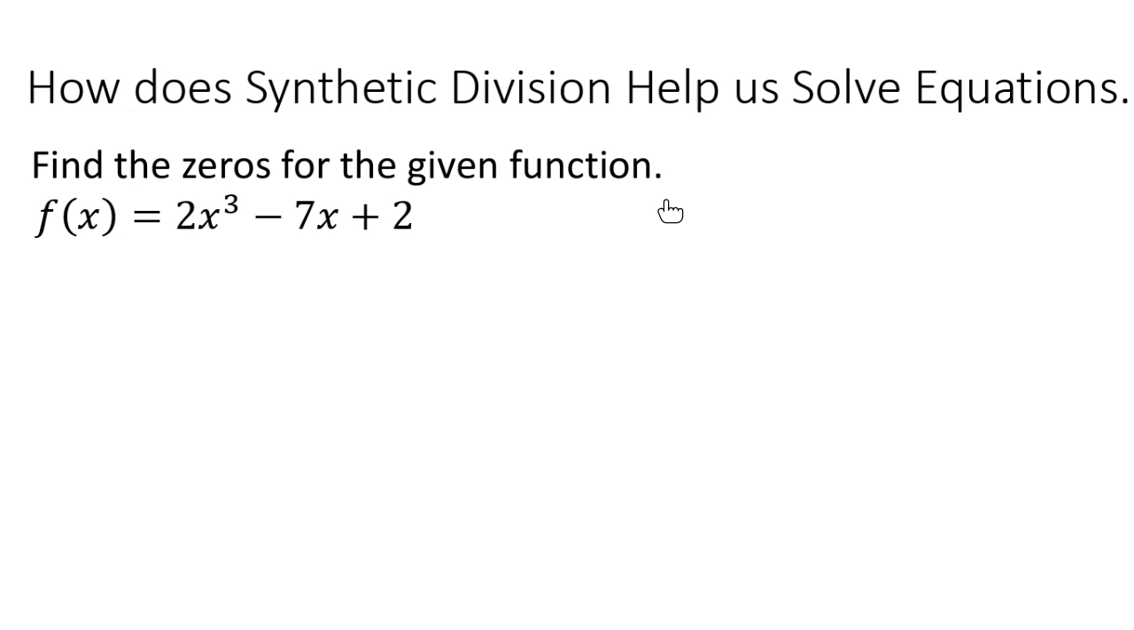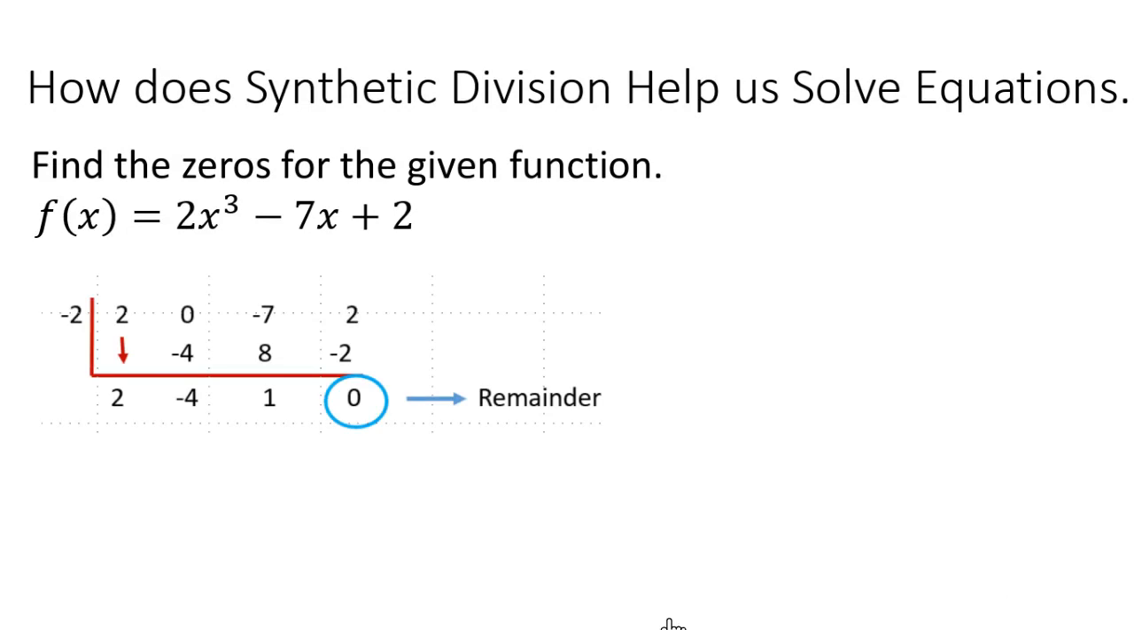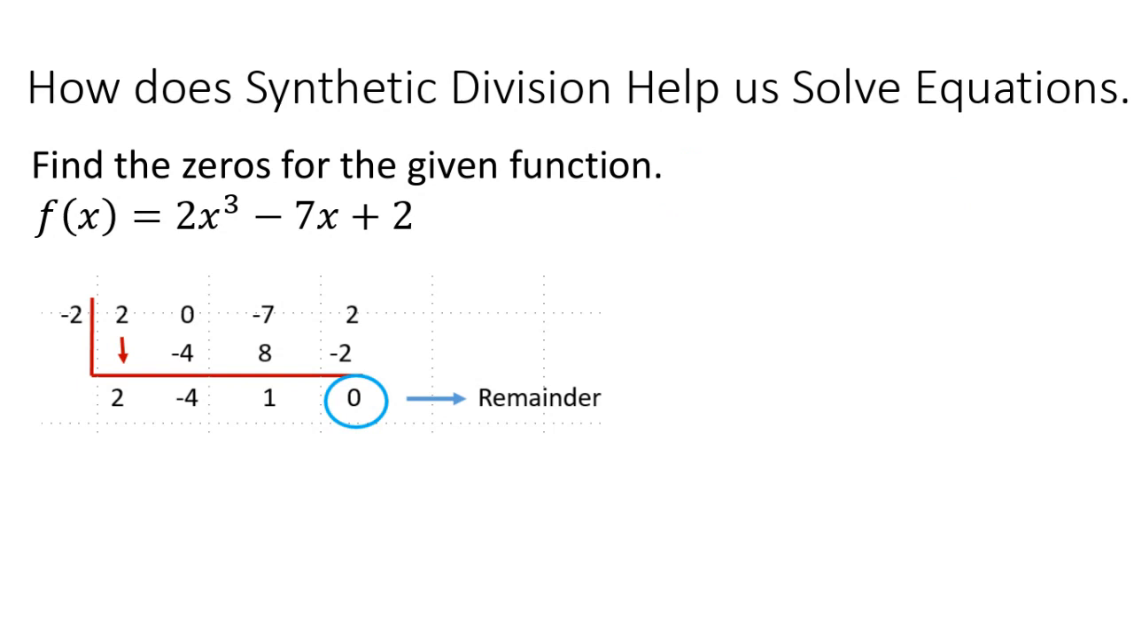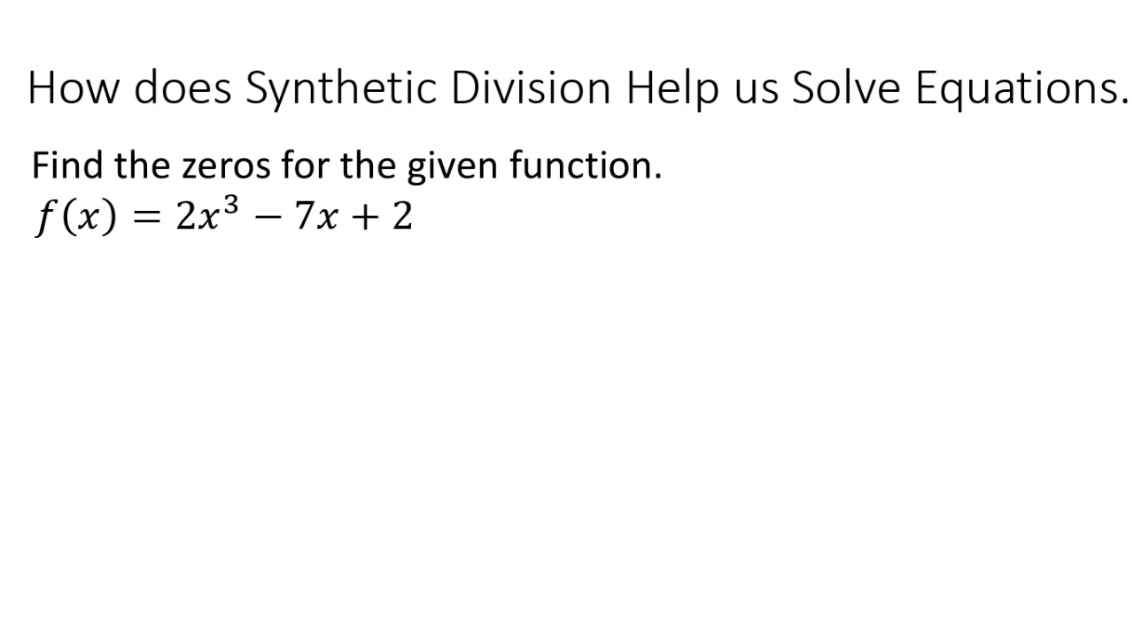Find the zeros for the given function. So in section 2.5, you'll be learning some other theorems to help you get started. And so for now, let me just write something here. Find the zeros of the given function, given that x equals negative 2 is a 0.